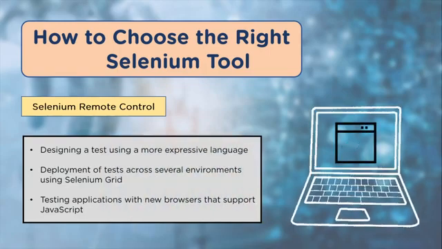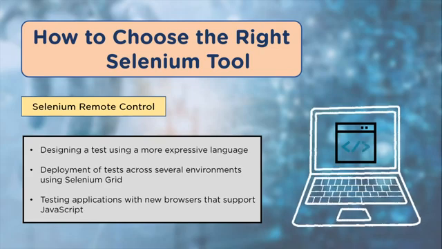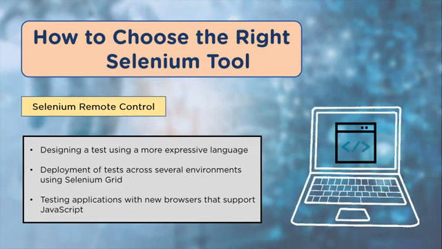Selenium Remote Control or Selenium RC should be chosen to design a test using a more expressive language than Selenese. Selenese is a set of Selenium commands that are used to test our web applications. Then the Selenium RC might be chosen to run tests against different browsers on different operating systems. The RC may be chosen to deploy tests across multiple environments using Selenium Grid. It helps in testing the applications against a new browser that supports JavaScript and web applications with complex AJAX-based scenarios.